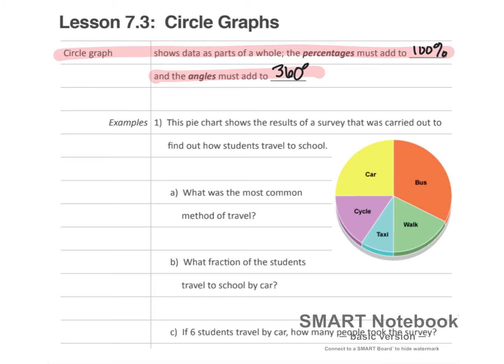So letter A, this one shows the results of a survey that was carried out to find how students traveled to school. So which one was the most common? We'll just take a look at the spaces. Which one has the biggest spot? That would be the bus.